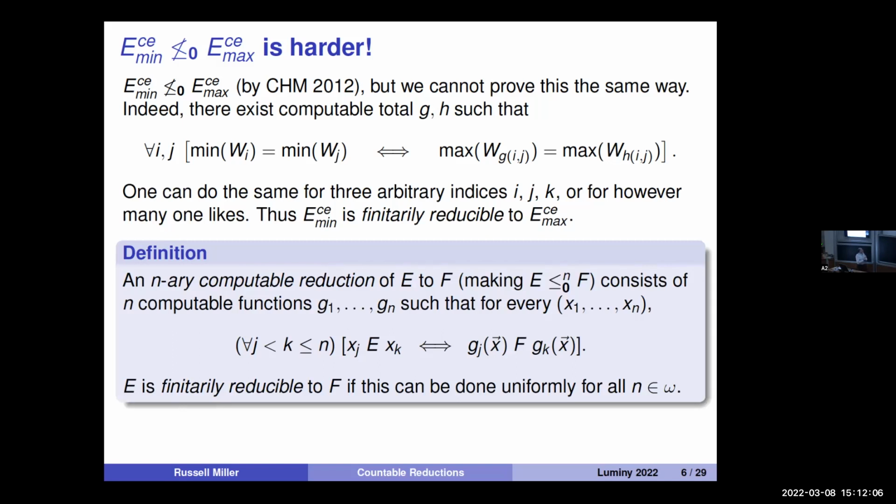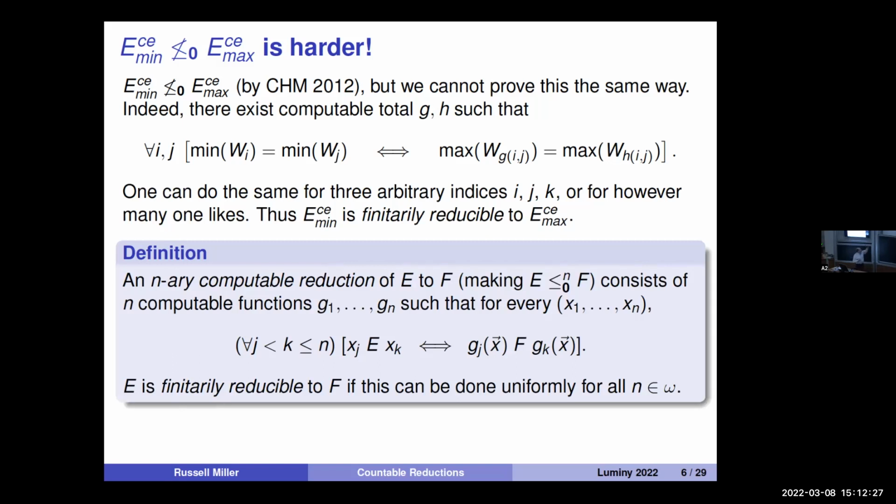So it is true that there's no full computable reduction from the min relation to the max relation here, but there is this sort of finitary reduction. For any finite number of indices that are given to you, you can pull this off. You just can't do it for all infinitely many at once.